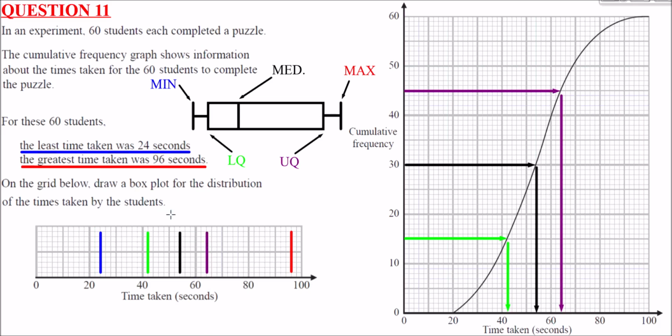So there we have it. Then we just need to make the box plot around this. So straight line, straight line, straight line, straight line, like so. And then we've done it. That's our box plot, all done and dusted, using a combination of this information and reading off the median and quartiles from the cumulative frequency graph.